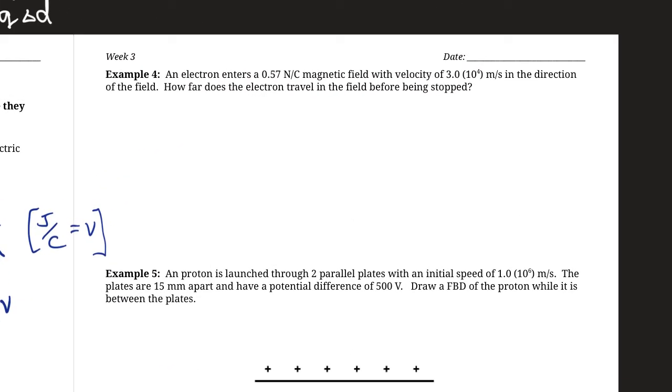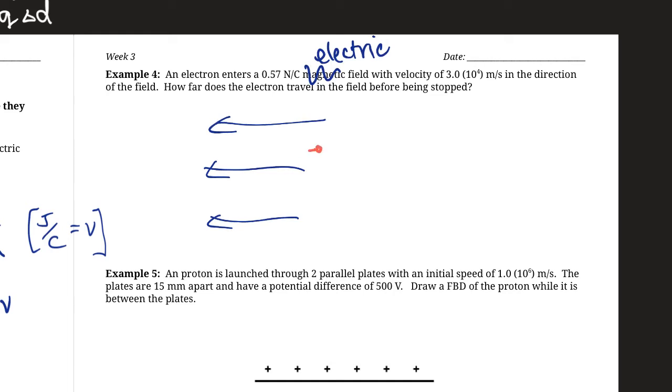An electron enters a field with a velocity of something in the direction of the field. How far does the electron travel before being stopped? So let's pretend we have a magnetic field. Oh, so this should say electric. I keep making that mistake. Electric field. So let's say the electric field is in this direction, because it's saying the electron enters the field. So let's say it suddenly enters the field, and it's moving in the same direction as the field, right?